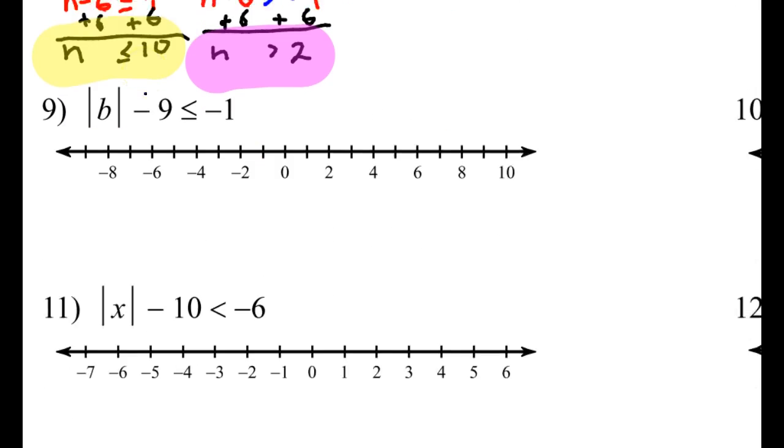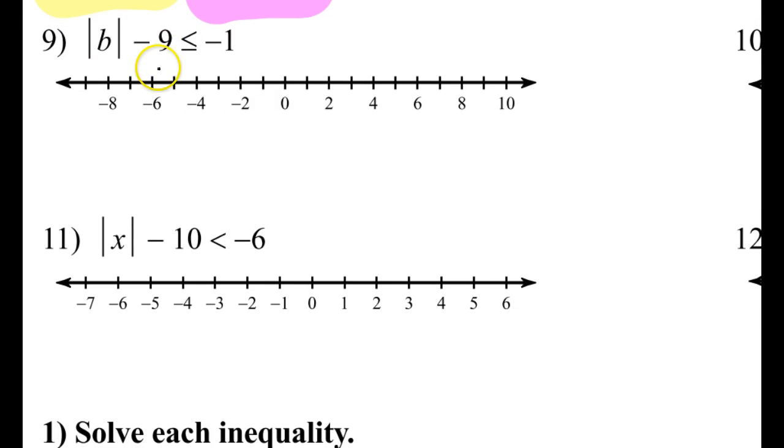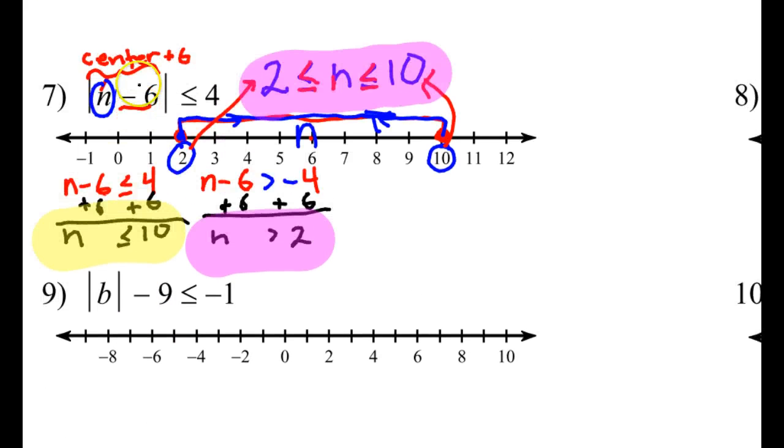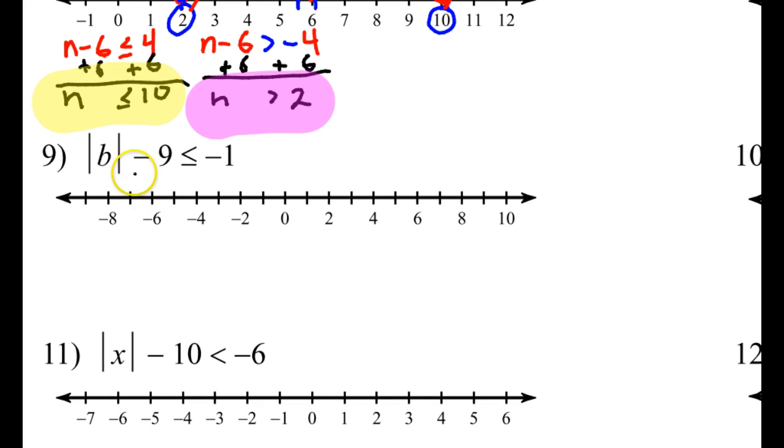So number 9. This is different because it has the minus 9 on the outside. So notice the difference here. This minus 6 is on the inside. I just broke it up into 2 right away. This has the minus 9 on the outside. I'm not going to go to 2 inequalities yet. I'm going to add that 9, cancel it out, so I'm only left with the absolute value of b less than or equal to 8. And now that I only have absolute value, and only now, can I break it up into 2.